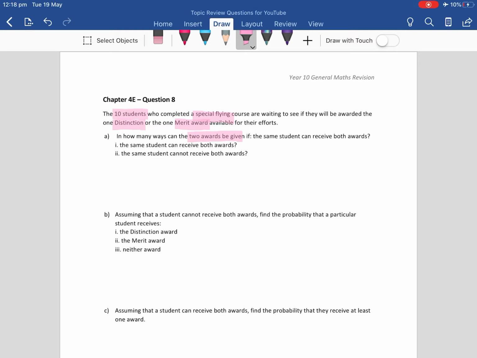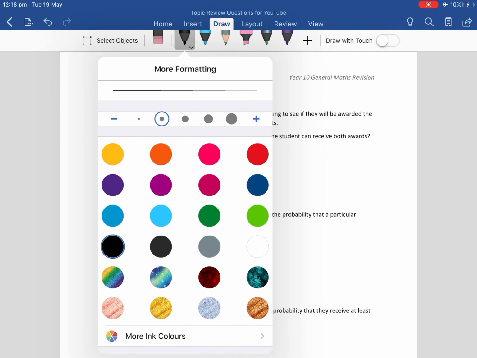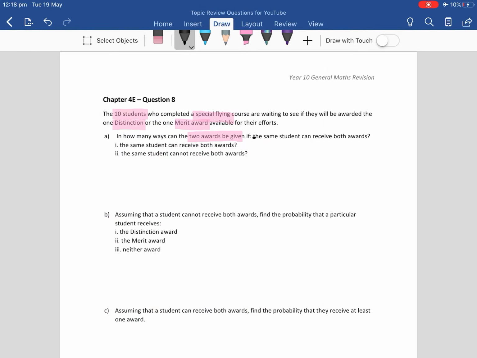Okay, if the same student can, that shouldn't be there because it's the question of the next one. Okay, so you've got 10 students that have done a flying course. They can either get a distinction award or a merit award. Okay, so A is asking, in how many ways can the two awards be given if the same student can receive both awards?